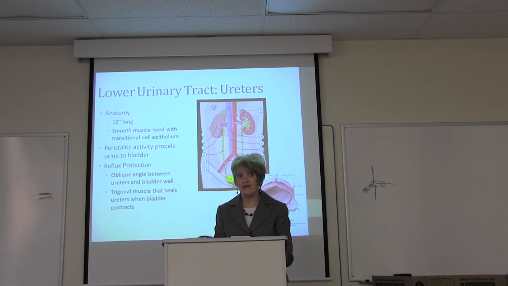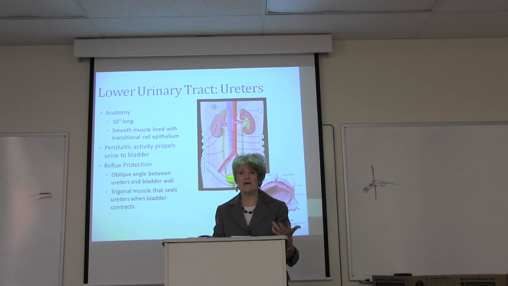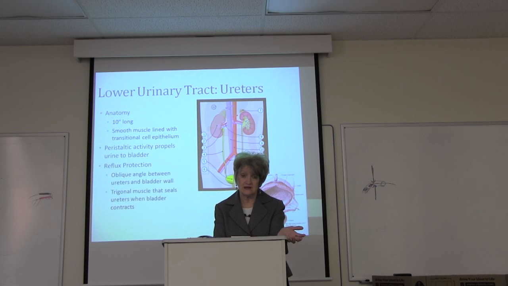The fact that the ureters are lined with transitional cell epithelium, let me just back up and tell you that the entire collecting system is lined with transitional cell epithelium. So the renal pelvis, the ureters, and the bladder. That means that you could develop transitional cell carcinoma at any point in the collecting system.